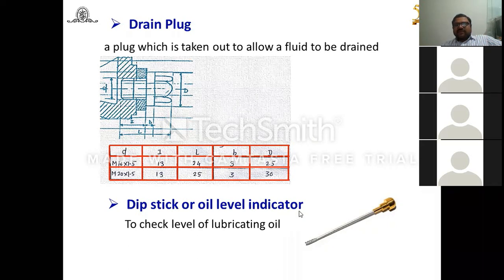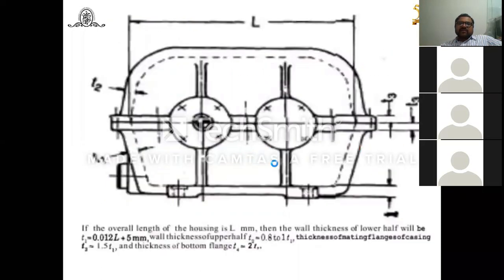Then the dipstick or oil level indicator. In some of the gearboxes, you have to use the dipstick to check the oil level. Or sometimes you can put a transparent oil level indicator. That means you can easily observe how much oil there is. Generally, how much oil is inside the gearbox, that you have to decide here.